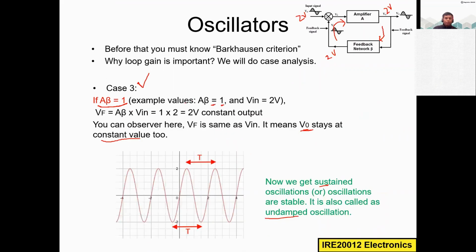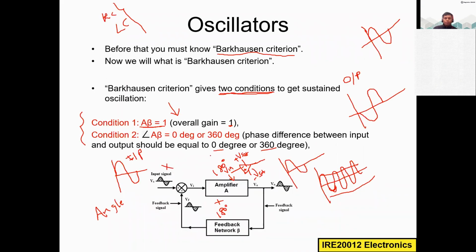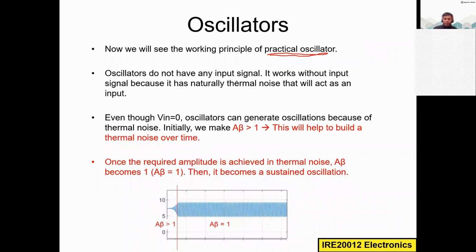But practically, we do not apply any input to this oscillator. That is what is mentioned here. Oscillators do not have any input signal, but because there is already thermal noise, we use this thermal noise as an input, amplifying it and feeding it back again and again. So it will act as an input. Even though V in is equal to 0, oscillators can generate oscillations because of thermal noise.